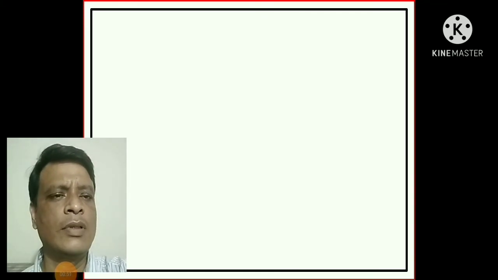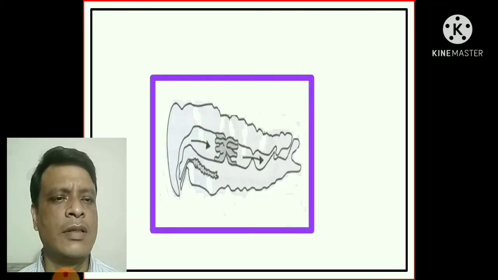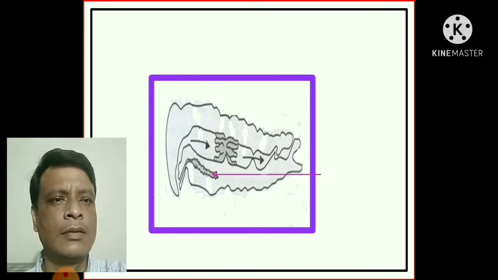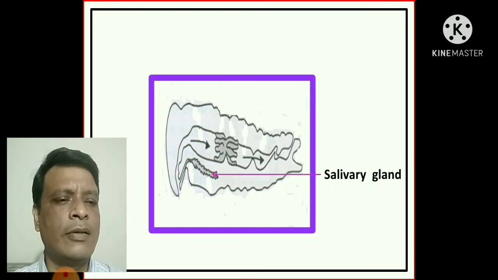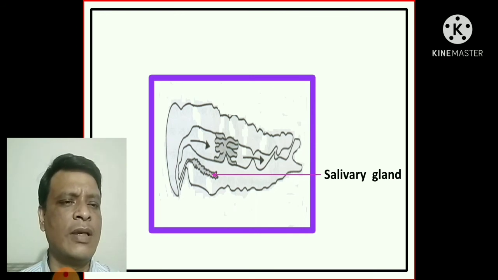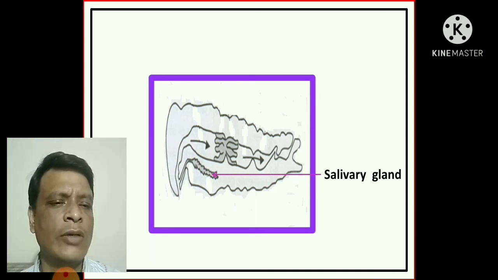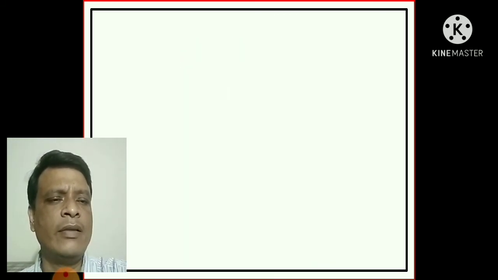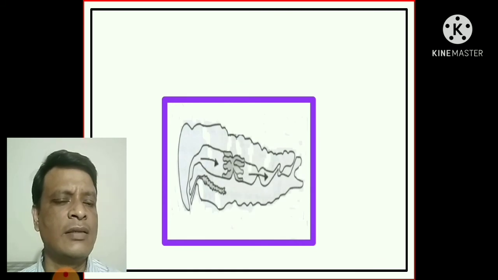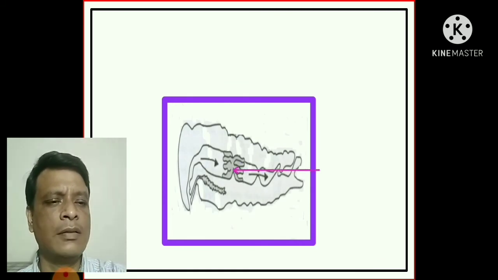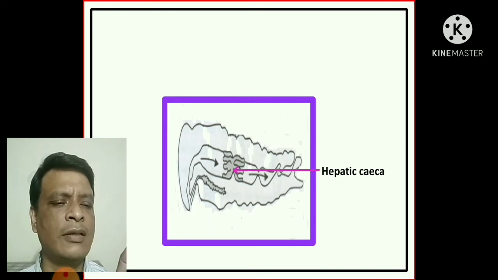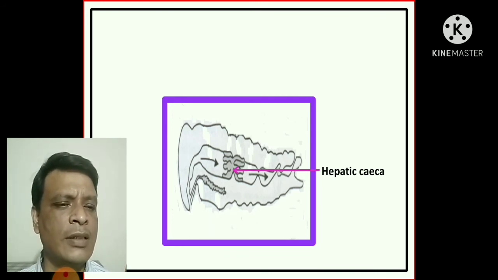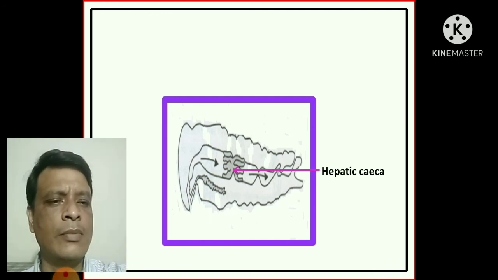Now let's discuss the digestive glands in grasshopper. First of all, I would like to discuss the salivary gland. The salivary gland is a very important digestive gland in grasshopper. This gland secretes some amylolytic enzyme which is responsible for breaking down complex carbohydrate into glucose molecules. Another very important digestive gland is the hepatic ceca. This gland is responsible for secreting some lipolytic enzyme, proteolytic enzyme, and also some amylolytic enzyme.